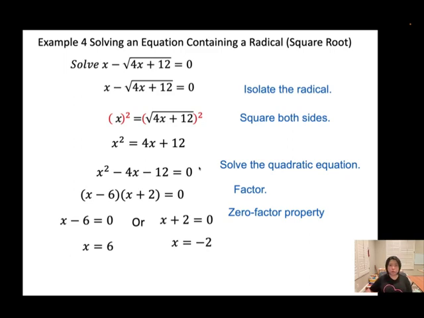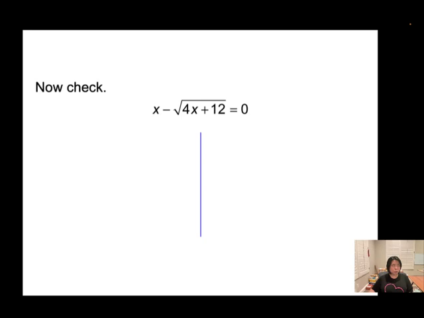Okay, when we're working on solving an equation containing a radical, when we have a square root, a fourth root, when n is an even number, after we find what x is, you have to check your work. Okay, this is part of your solution. Make sure you check your work during the exam when you have an even root. So we have these two answers. We're gonna check them out.